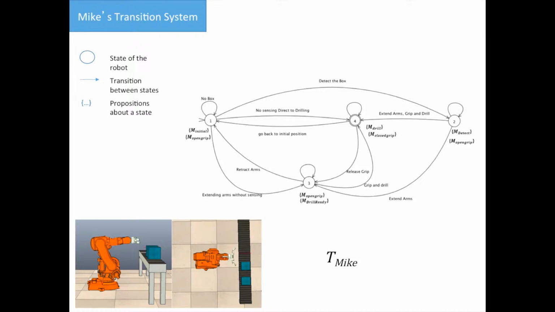The states have labels associated with them, which represent the properties of the specific states. These labels can also be called propositions. For example, circle number 4 has the label of M_drill, which means that Mike performs the drilling action in this state.